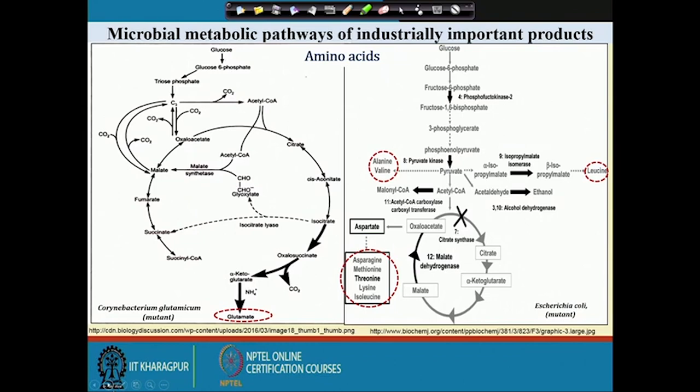Then we have the microbial metabolic pathways for industrially important products, like glutamate. You can see glutamic acid is largely used. Then we have other different amino acids here, and this is how they form by using this metabolic pathway.